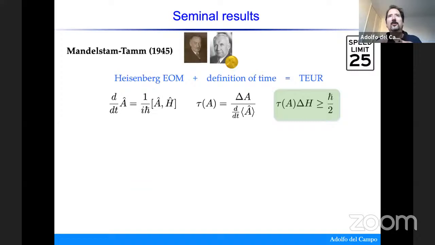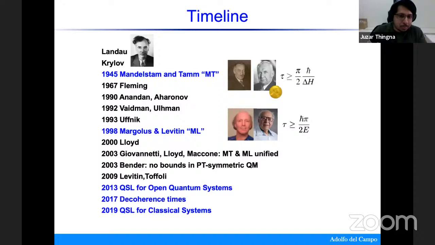Sorry, Adolfo, a quick question here. I was just wondering about your comment on quantum computation and speed limits. These speed limits that you introduce are naturally evolving states just under quantum evolution, right? In quantum computation, you can use some kind of gates to basically change the state of the system as well. So we are not talking about that here.